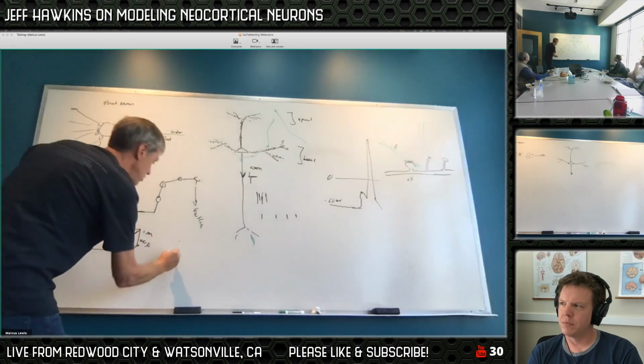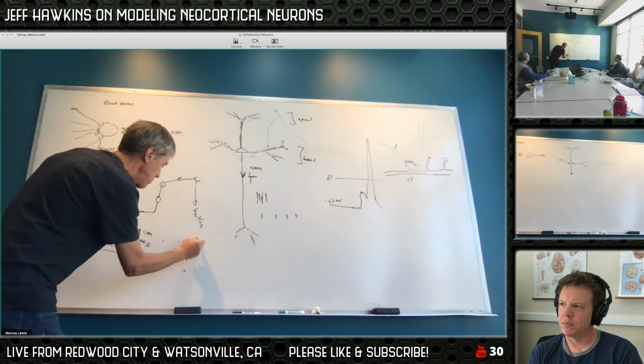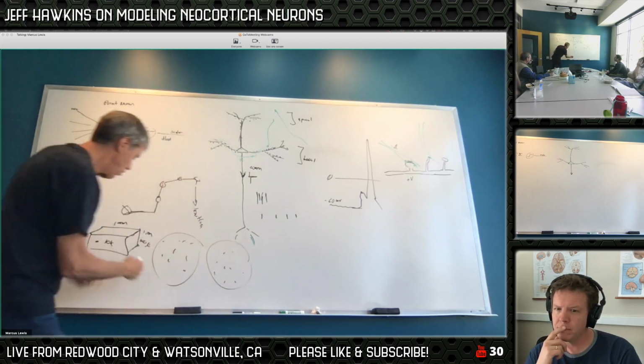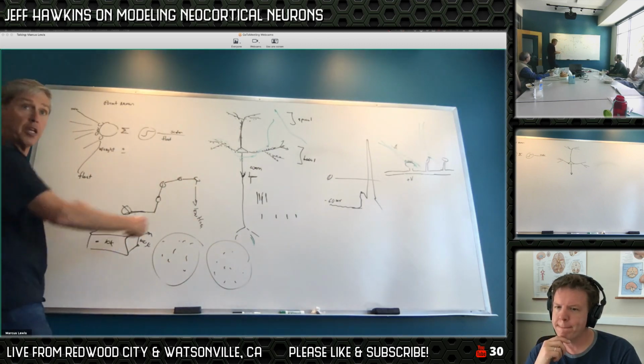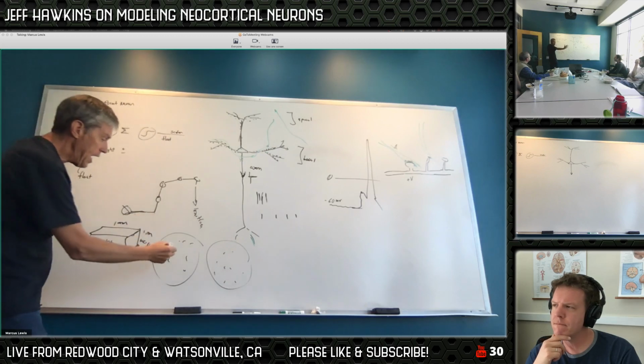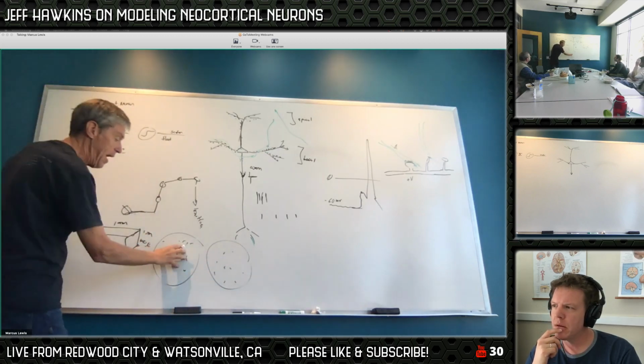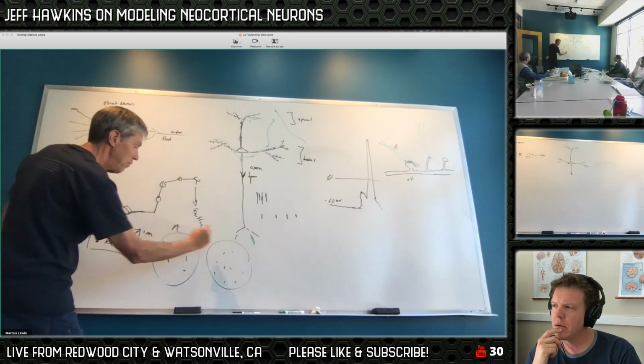Imagine you have a sparse population of active cells, and you have another sparse population of active cells. They could be co-located. They could be the same cells. They could be remote in the brain. And what you want to do is have this one invoke this one. I want pattern A to invoke pattern B.